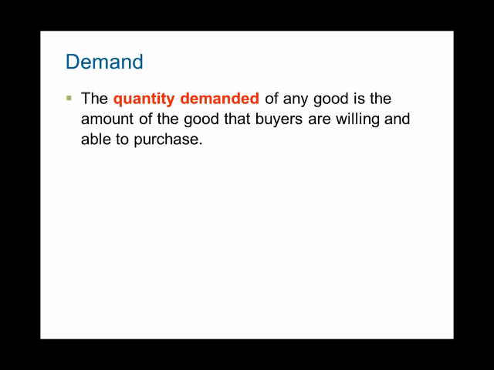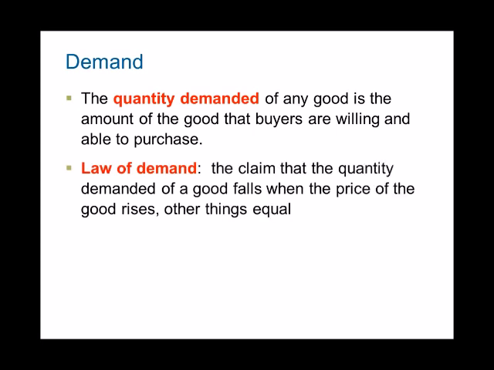So the quantity demanded for any good is the amount that I'm willing and able to purchase at a given price. From here, we get a law, which is called the law of demand. It's the claim that as the price of a product goes up, the quantity demanded of that good will decrease, holding everything else equal.